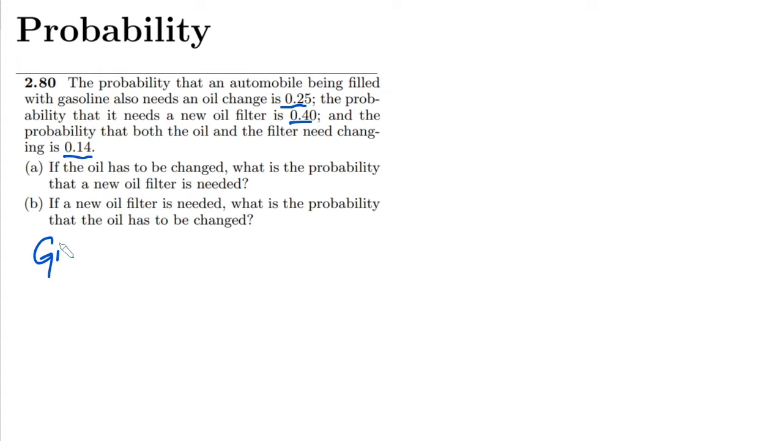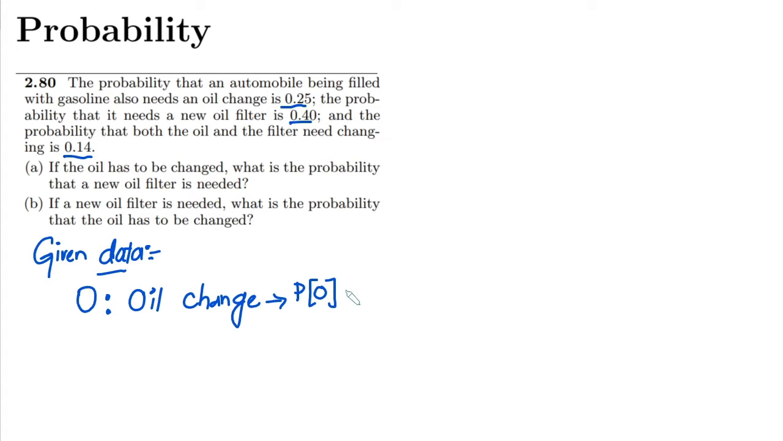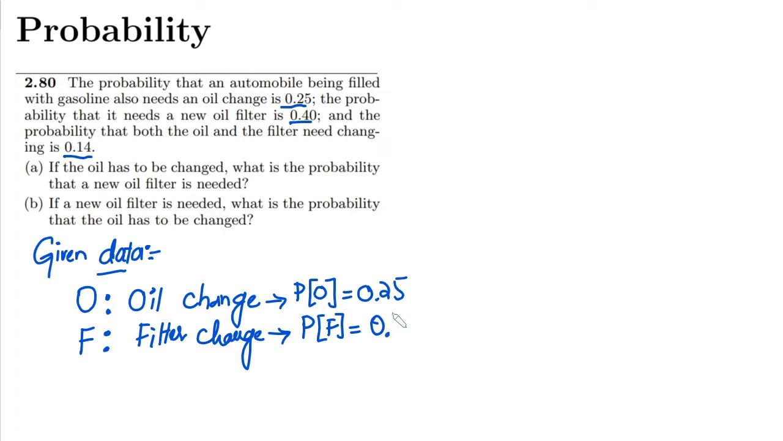So the given data we have here is, let me represent the oil change with O. O is for oil change, and the probability of this oil change is 0.25. The probability for the filter is also given, so let me write F for the filter change. The probability of a filter change, P of F, is 0.40. And the probability that both the oil and the filter need change is 0.14. So now we write the probability of both oil and filter change, using the intersection for 'and': probability of O and F is 0.14.